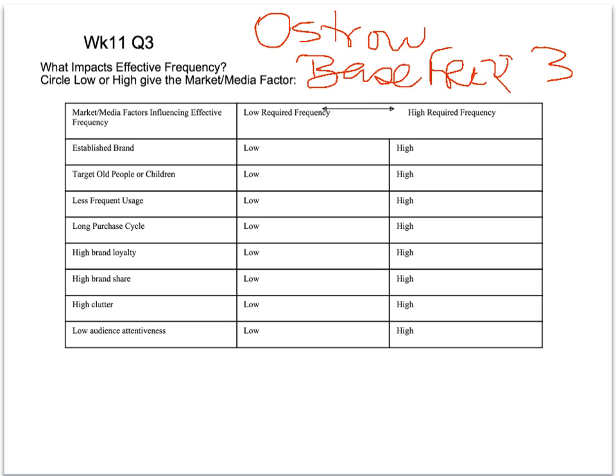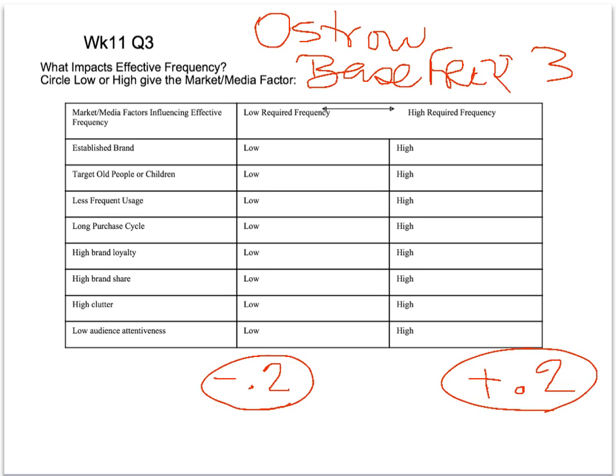So we see that it goes from a scale of minus 0.2 to plus 0.2 for all of the different factors in the scale. So you would go ahead as an advertiser and circle where you fell on the scale for each particular factor. Tally up all of your minuses and pluses and adjust the base frequency of 3 to understand what your required effective frequency is given your particular situation.